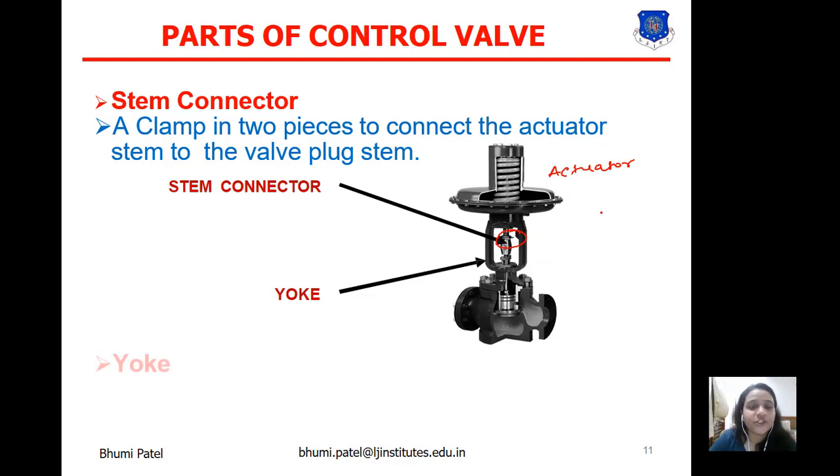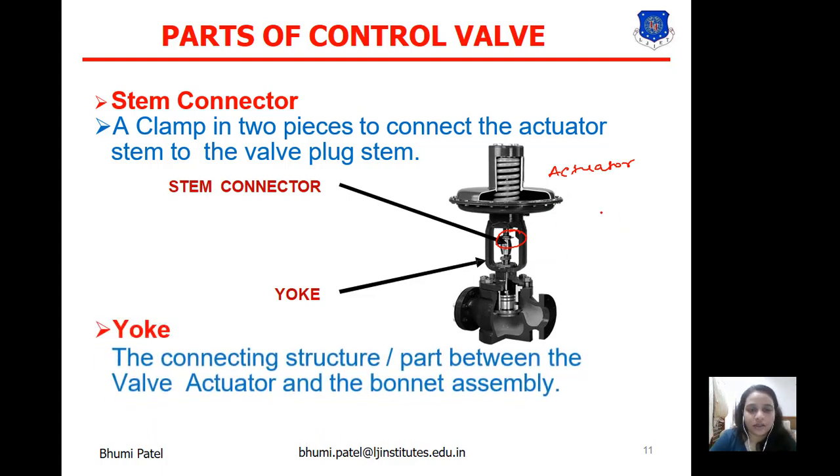Now what is the yoke? The connecting structure or part between the valve actuator and the bonnet assembly. Whatever the connecting structure in the control valve between the valve actuator and the bonnet, here you can see that it is known as the yoke of the control valve.